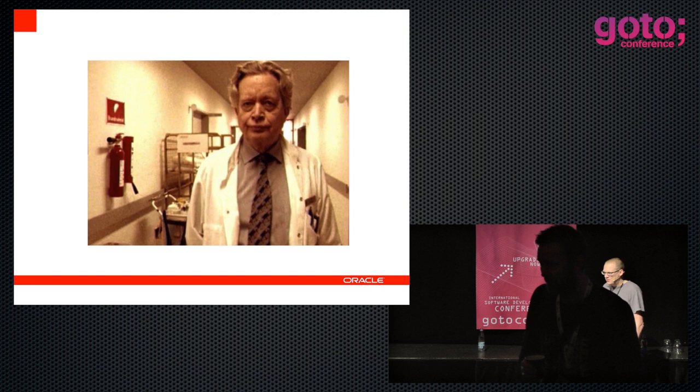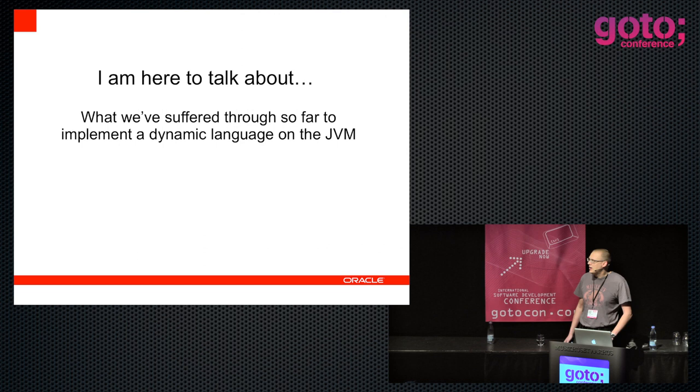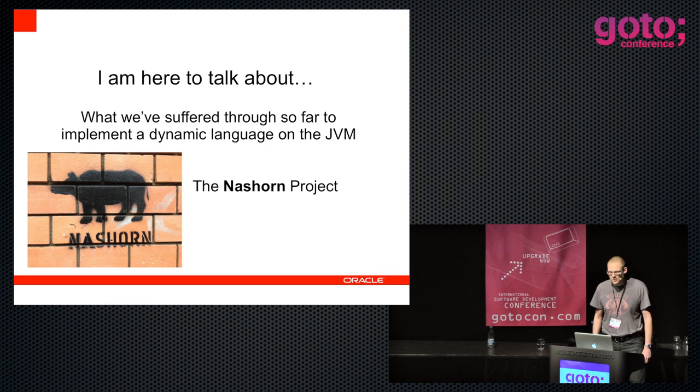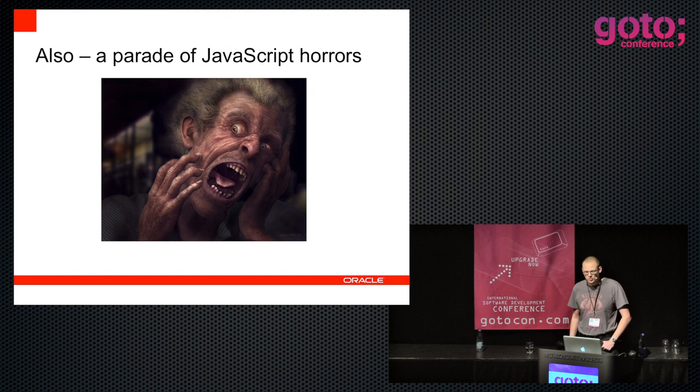I'm here to talk about what we suffered through so far when we implemented a dynamic language on the JVM, which is the Nashorn project. And that is still a hippo. Damn it, I forgot to change it for this presentation. At least I think it's a hippo. It's a nice graffiti picture. And for entertainment purposes, beside the technical stuff, I will also parade you some JavaScript horrors that I always do in order to vaccinate the world against what is taking over the IT industry for obscure reasons.